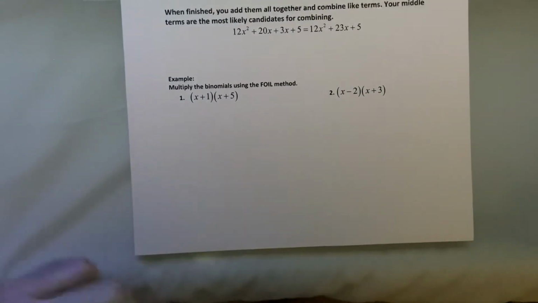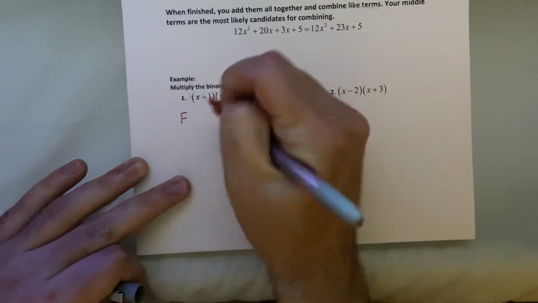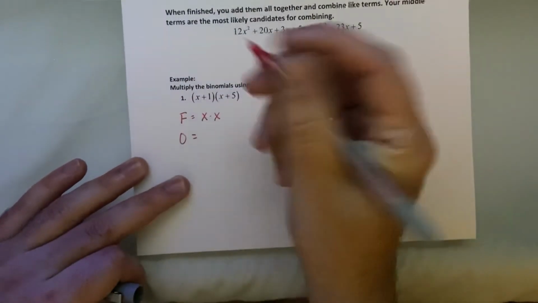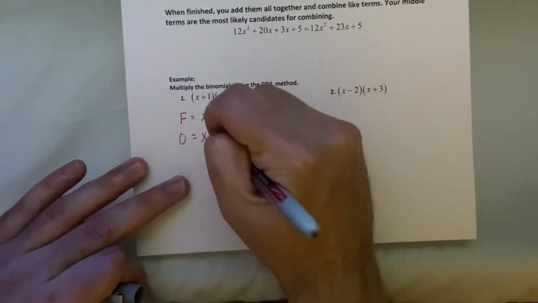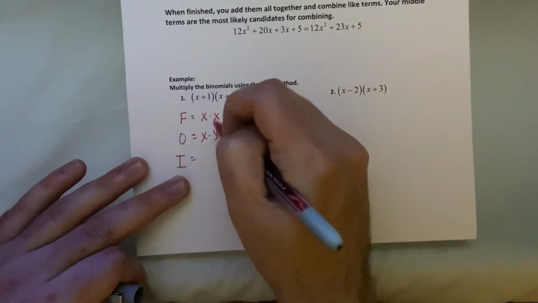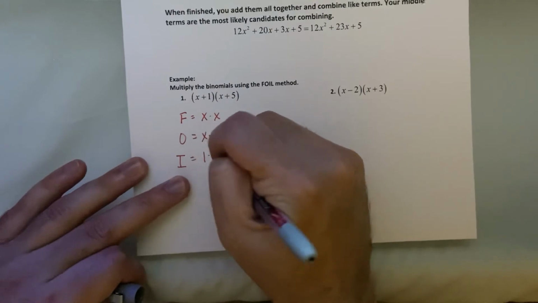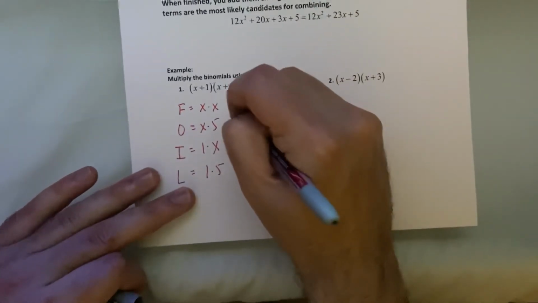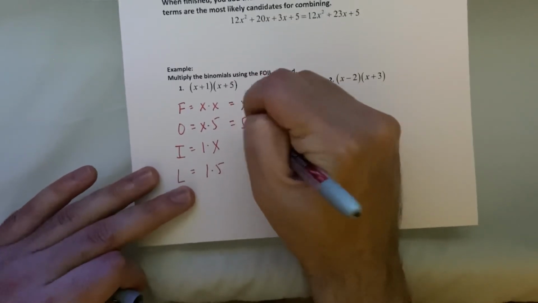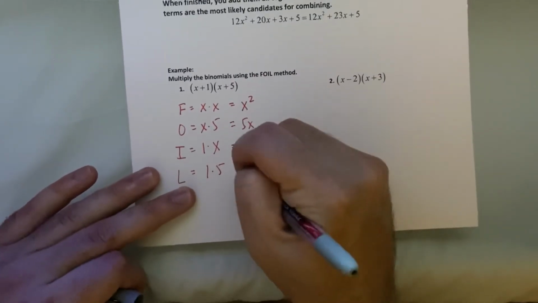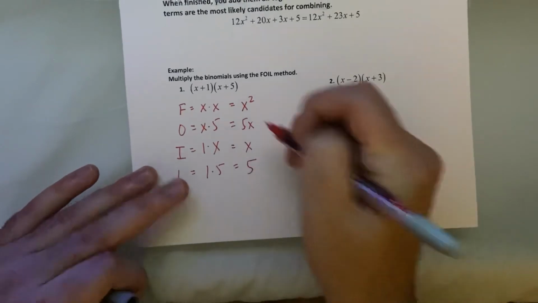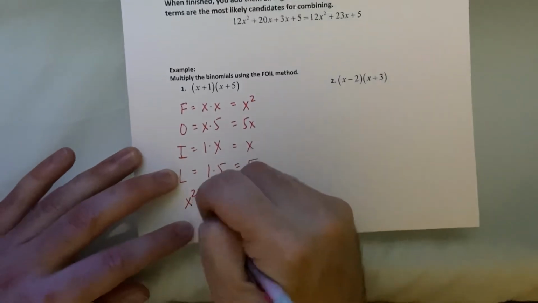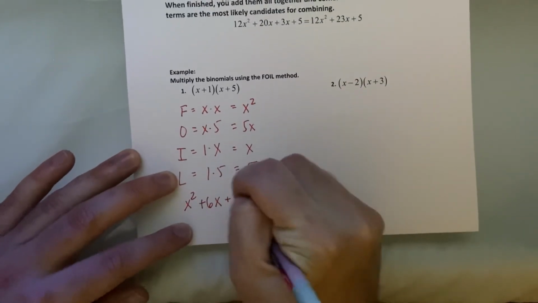X plus 1 times x plus 5. First, x times x, outer, x times 5, inner, 1 times x, and last, 1 times 5. So this is x squared, 5x, x, and 5. And then you add them all together. So x squared plus 6x plus 5.